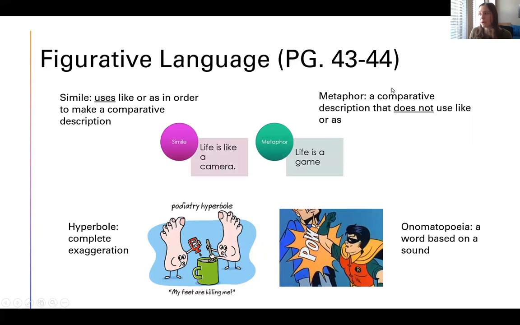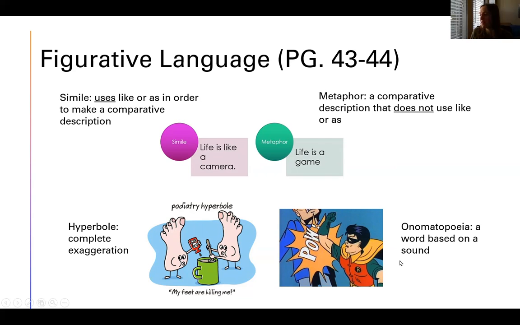Metaphor is also a comparative description. It accomplishes the same thing. It just doesn't use like or as. So you could say, life is a game. In the bottom left-hand corner here, I have hyperbole, which is a complete exaggeration, and I've been guilty of using this even in daily conversations. For example, my feet are killing me. I have been known to say that after walking all day at Disney or something like that. Are my feet actually killing me? No, I'm just making an exaggeration. And that's a really fun one to use with your personal writing.